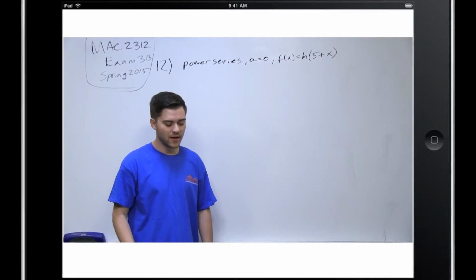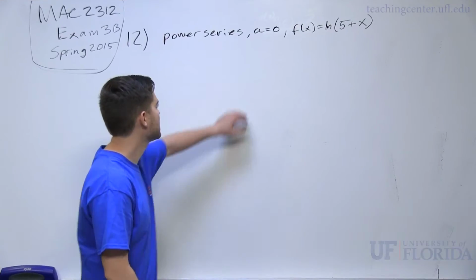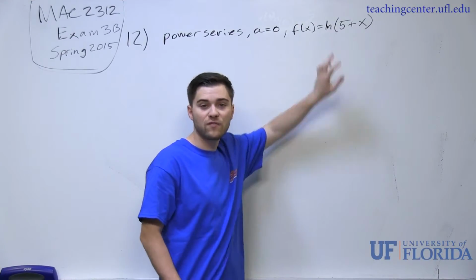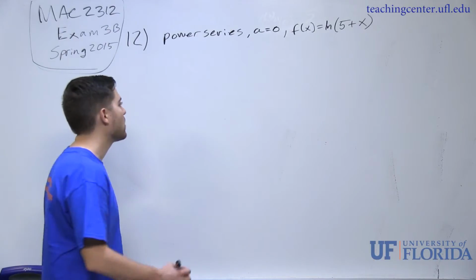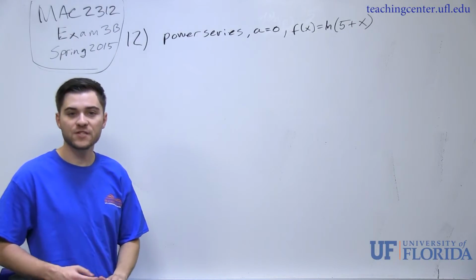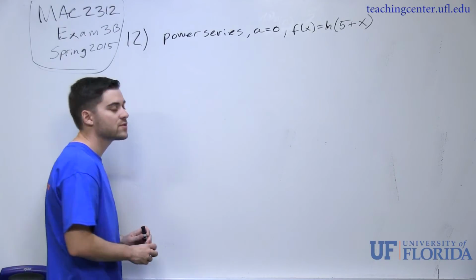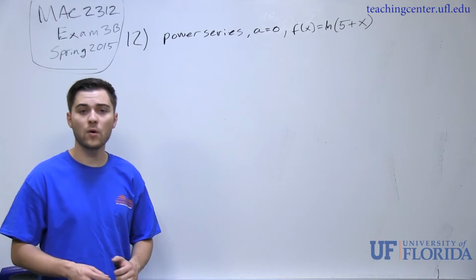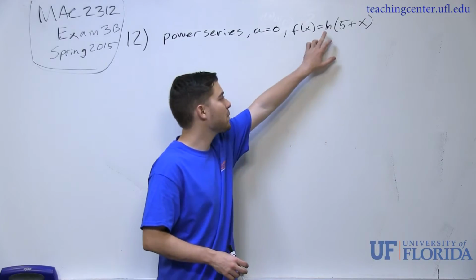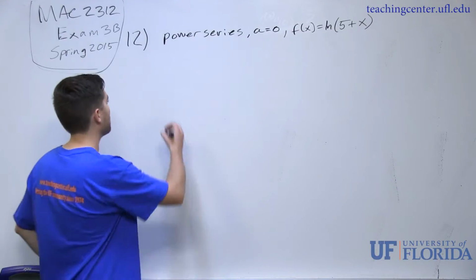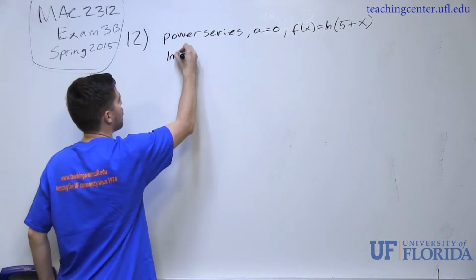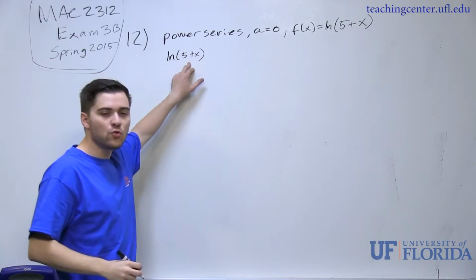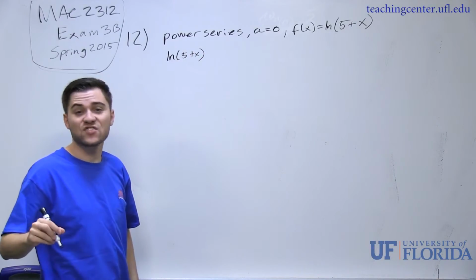Problem number 12 is asking you to find a power series centered at 0 for the function natural log of 5 plus x. So if I want to find a power series definition for that, I'm just going to use the original definition of the power series that we learned, 1 over 1 minus x. But first off, I need to be able to get my function into that kind of form. So if I'm starting with natural log of 5 plus x, I need to get this into a 1 over 1 minus x form.